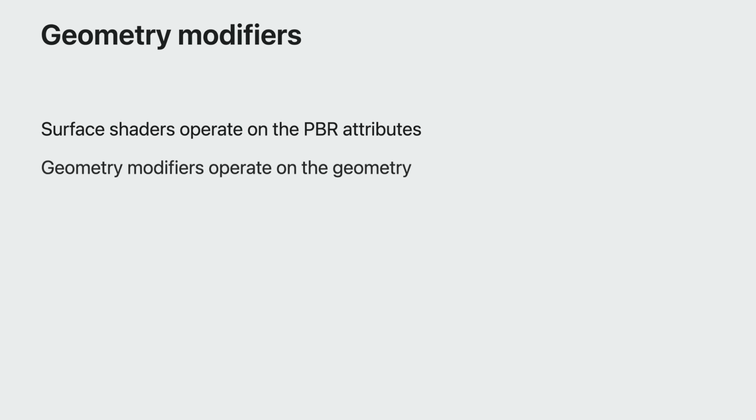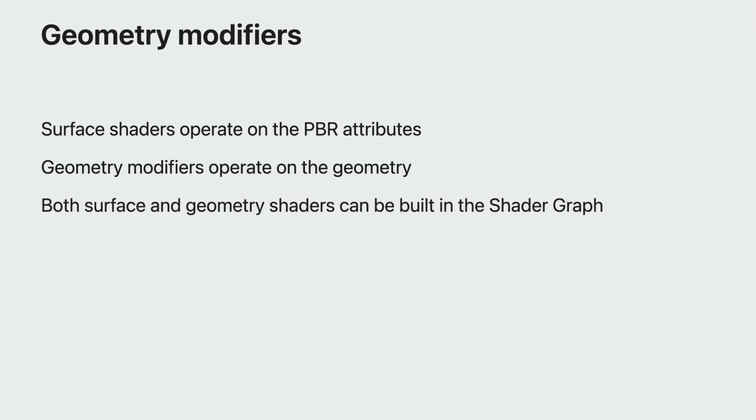All the shaders we've looked at so far are surface shaders. These are shaders that set the physically based, or PBR, attributes for each pixel of our model as it's rendered. Geometry modifiers are similar to surface shaders, but operate on the geometry of your objects instead. In fact, you build them right in the same editor in Reality Composer Pro.